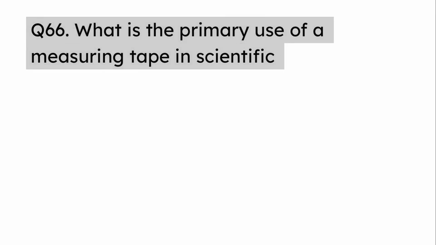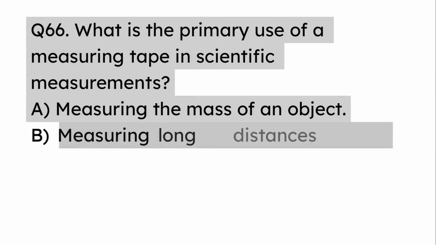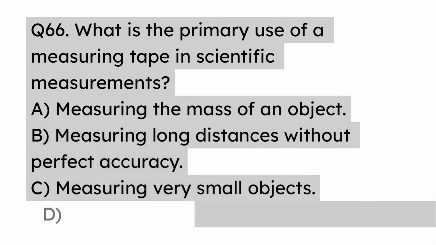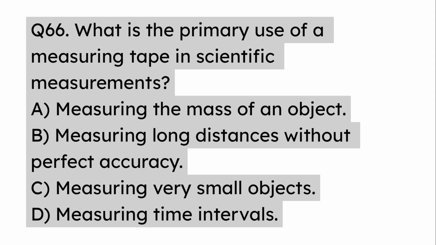Q66. What is the primary use of a measuring tape in scientific measurements? A. Measuring the mass of an object. B. Measuring long distances without perfect accuracy. C. Measuring very small objects. D. Measuring time intervals.